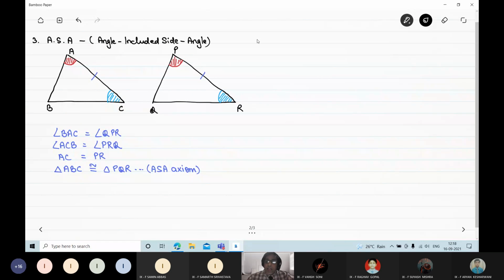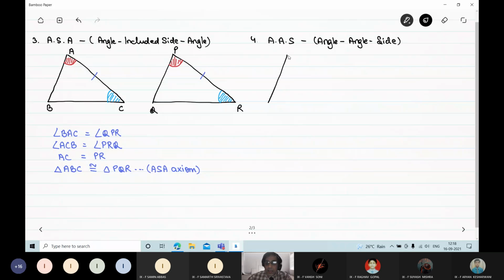So this gives rise to yet another criteria of congruency, which is called AAS. This is called angle angle side. यहाँ पे included का कोई फंडा नहीं होगा. Okay, angle angle side means that if in two triangles any two corresponding angles are equal and any one side is equal, then the triangles are congruent.